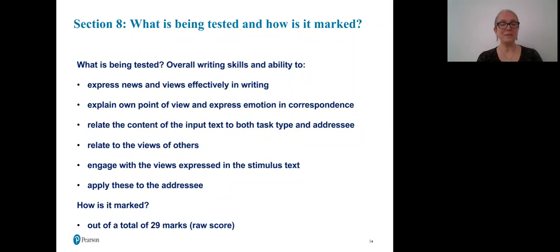How is it marked? We're going to come on to this in more detail in the subsequent slides, but essentially when examiners are marking the paper, we are scoring it out of a total of 29 marks. This is the raw score, and when all of the scores for the paper are assembled, it will be less than 29 marks for this section, but that's what we use when we're marking it.